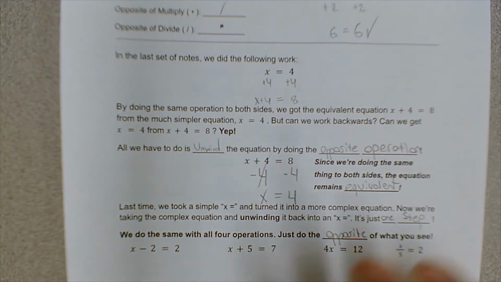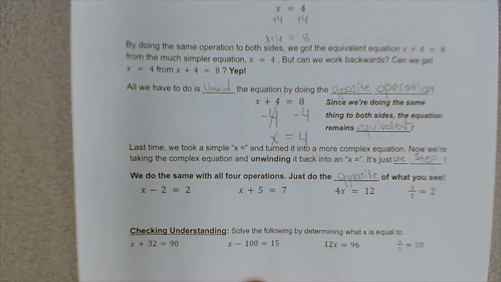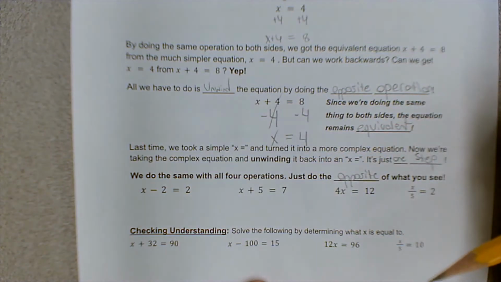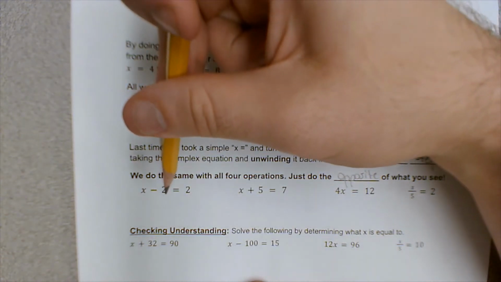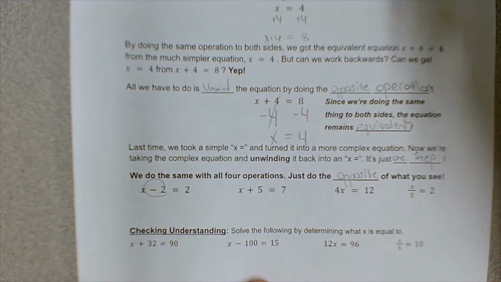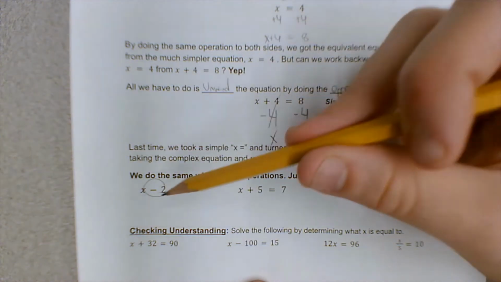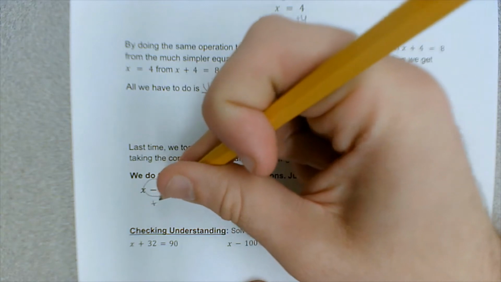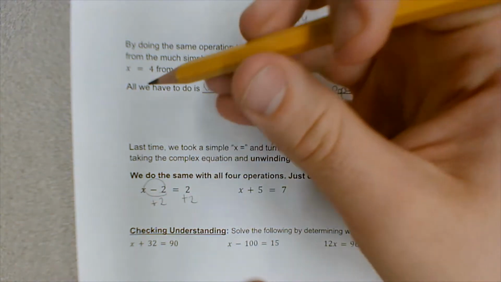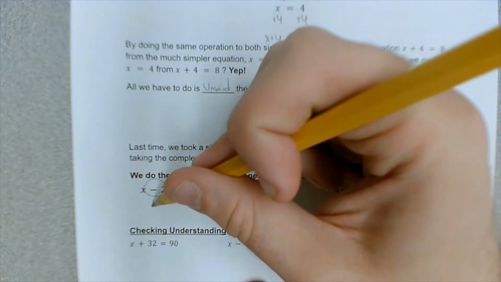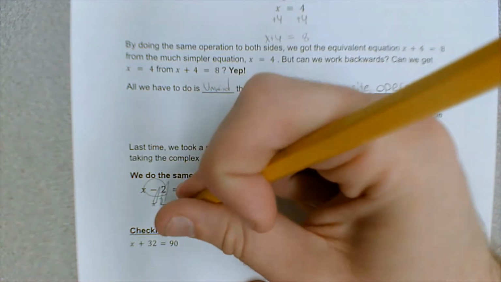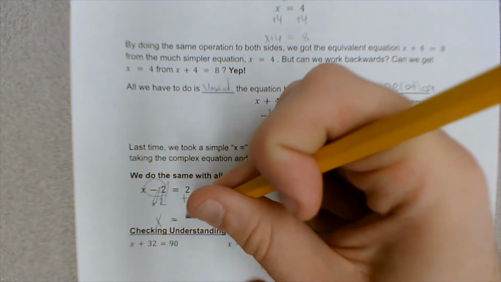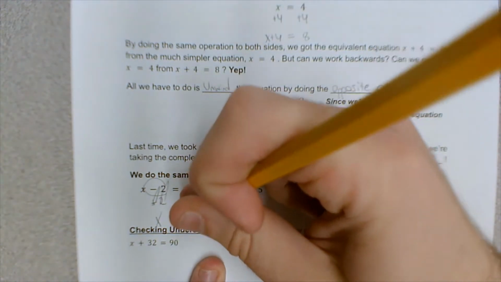Looking at this example here, x minus 2 equals 2, someone took an original equation and then subtracted 2 from both sides. I know that because I see a minus 2. I can unwind this equation by doing the opposite of what I see here. I see a minus 2, so I'm going to do the opposite. Add 2 to both sides. Okay? Well, this minus 2 and this plus 2 cancel each other out. That just leaves an x on my left. On my right, I have 2 plus 2, and that gives me 4.